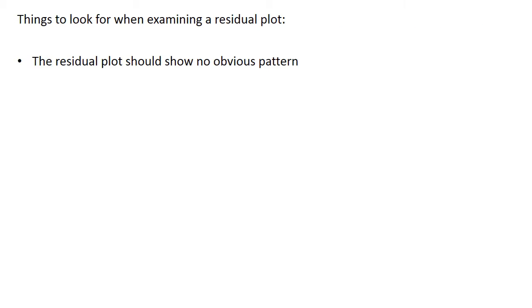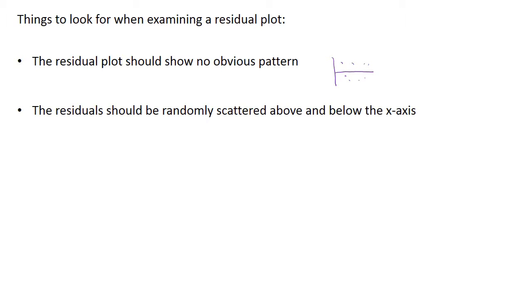So the first thing is the residual plot should show no obvious pattern. What do I mean by that? Well, just like we saw in the previous example, the residuals should be pretty much randomly scattered above and below the x-axis. Something like that. And the residuals should be small relative to the data. In other words, if you're talking about populations that are in the millions, then it might be okay to have residuals that are in the 100,000s or something like that. So just keep in mind that they should be small relative to whatever your data set is.